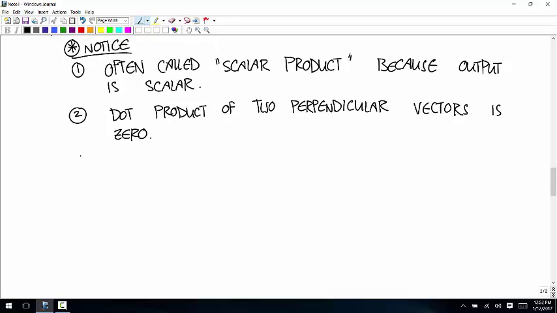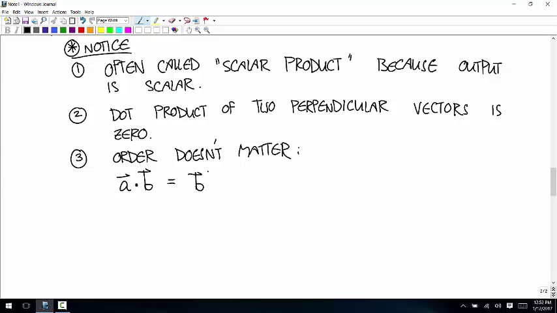And third, the order of operation doesn't matter. Order doesn't matter. And so what I mean there is a vector A dotted with a vector B is the same thing as B dotted with A.